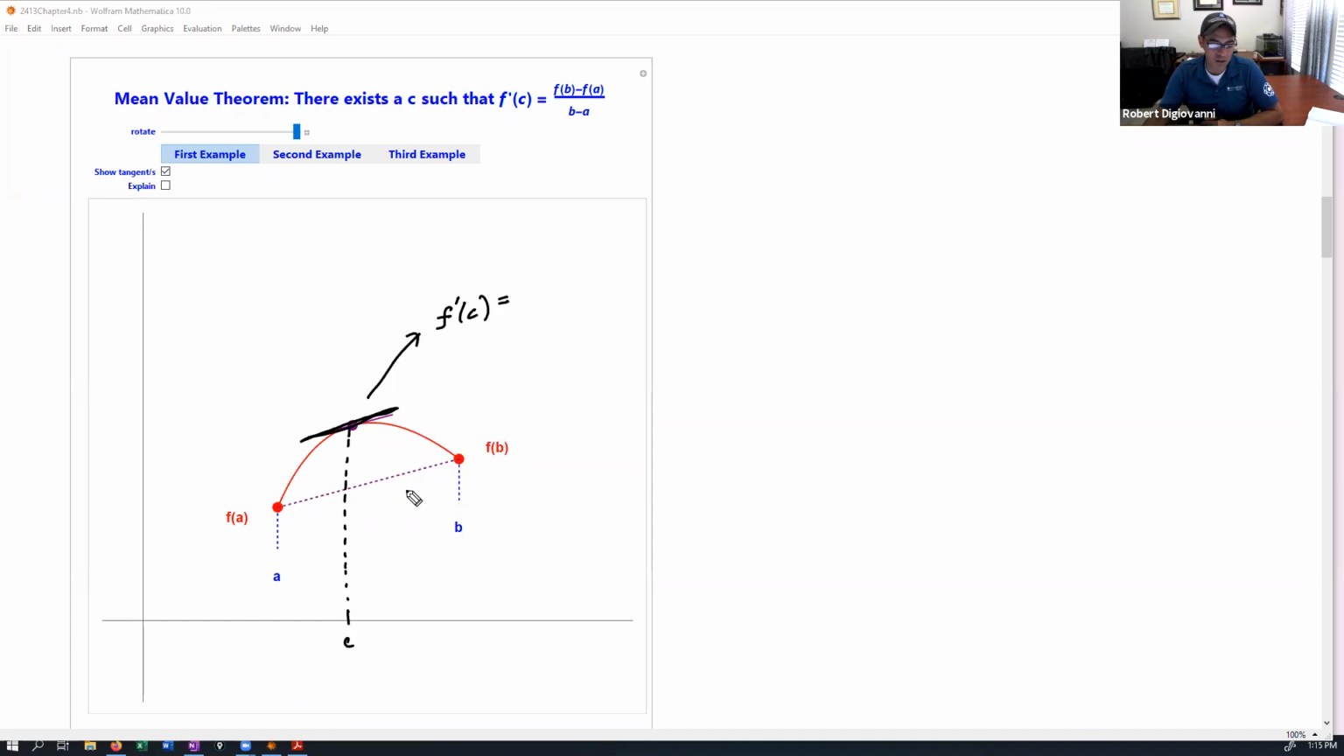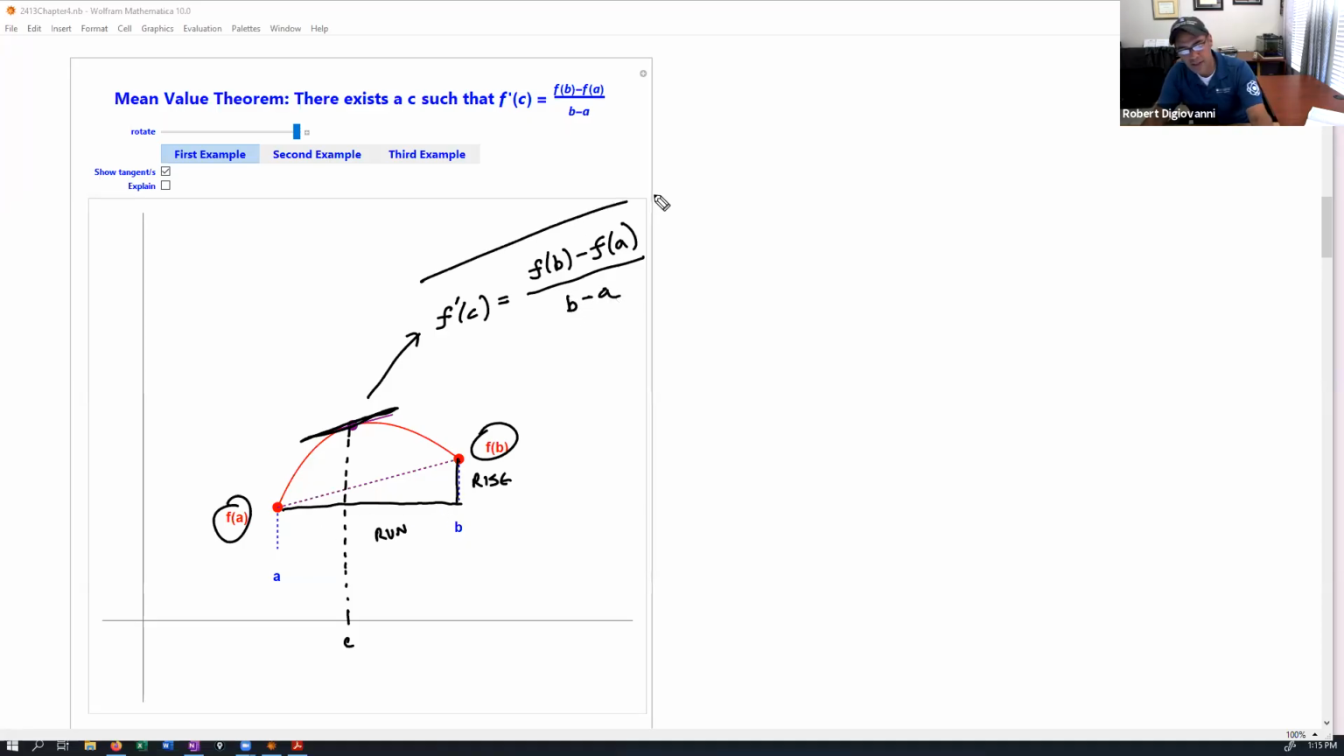Now, if you go back to college algebra, the slope that would connect these 2 points together would be the rise over the run. The rise is going to be the difference in the y coordinates, so it'd be this take away this. That's your rise, f of b minus f of a, over your run, which would be the difference of these, so you put b minus a down here. And that's what the mean value theorem says.